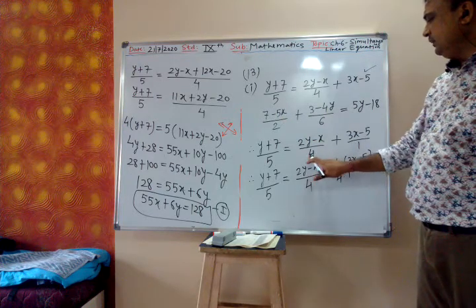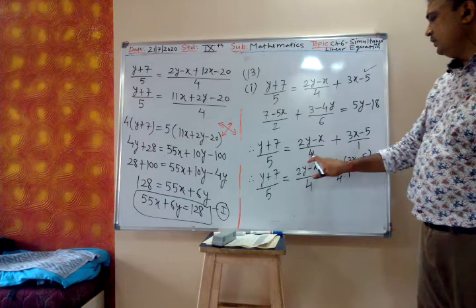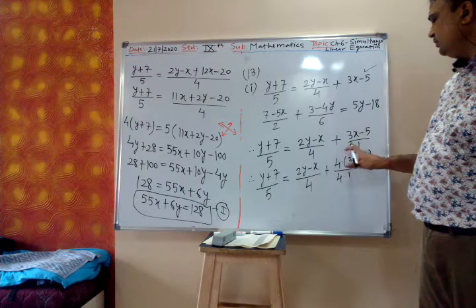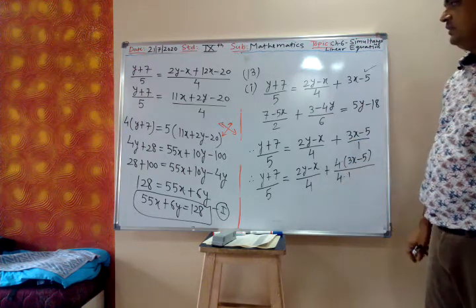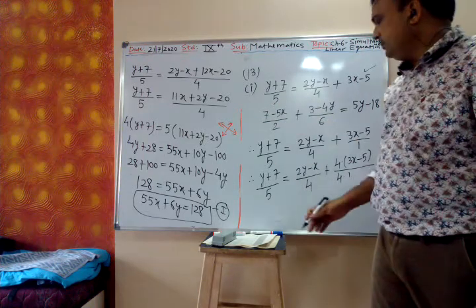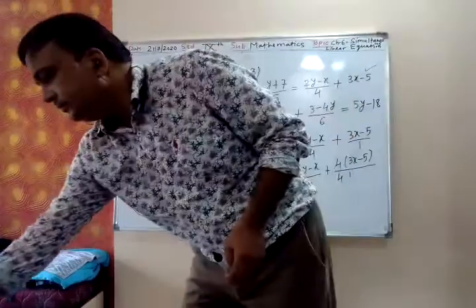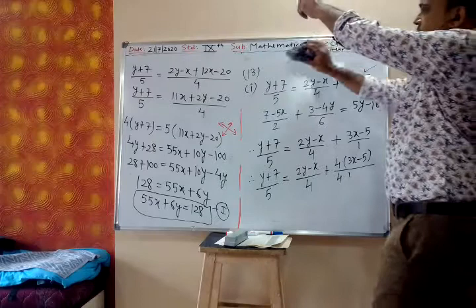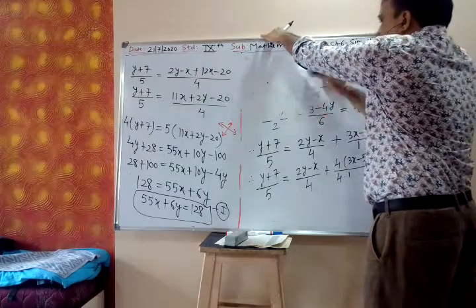So I have to make the denominators equal by taking the LCM of 4 and 1, which is 4. So I will multiply the numerator and denominator by 4. So 4 into 3x minus 5 upon 4 into 1 is 4. And then we open the bracket. Now simplify the second also and get equation 2.